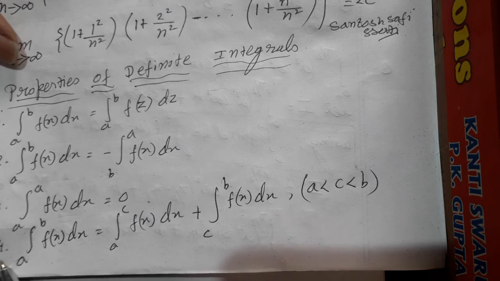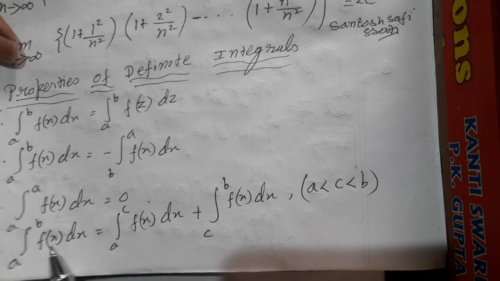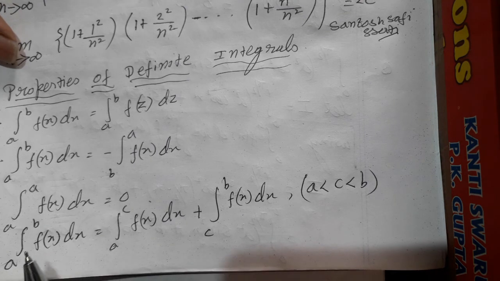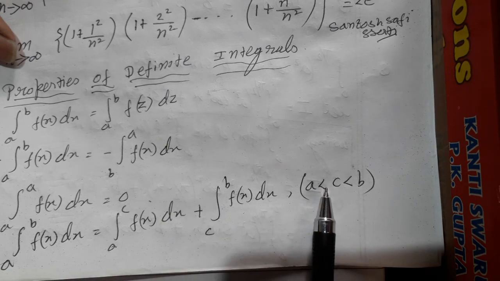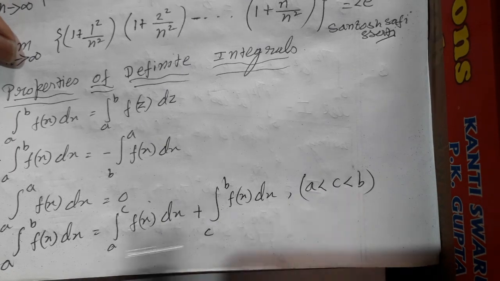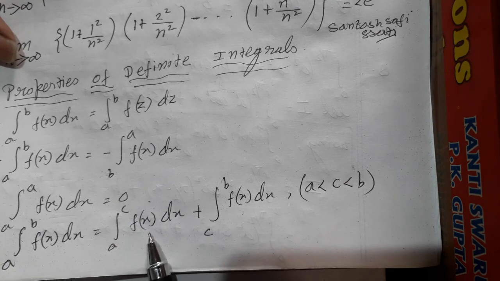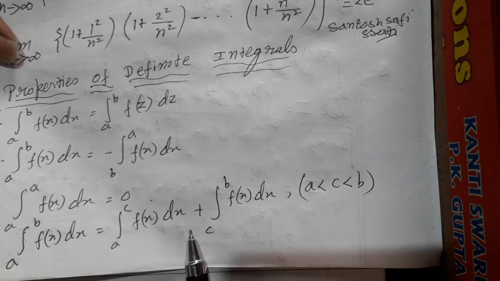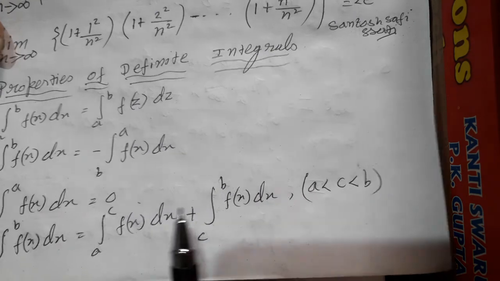The fourth property is that if we take the integral from a to b of f(x) dx, and you have an element lying between these two, suppose a is less than c is less than b, then this integral can be written as the integral from a to c of f(x) dx plus the integral from c to b of f(x) dx. So we can write it in this form.